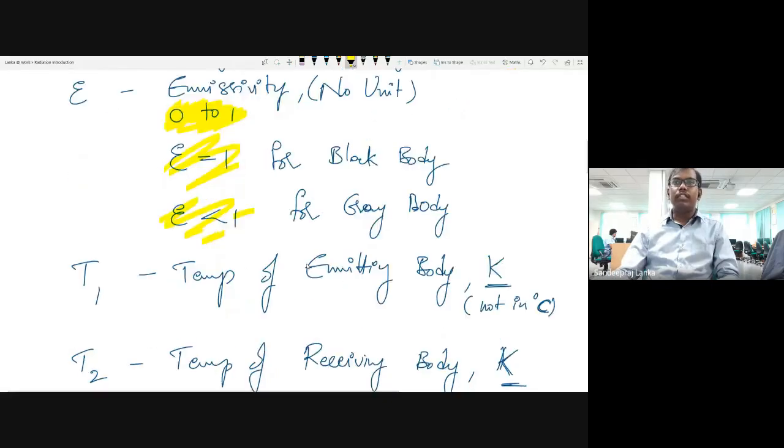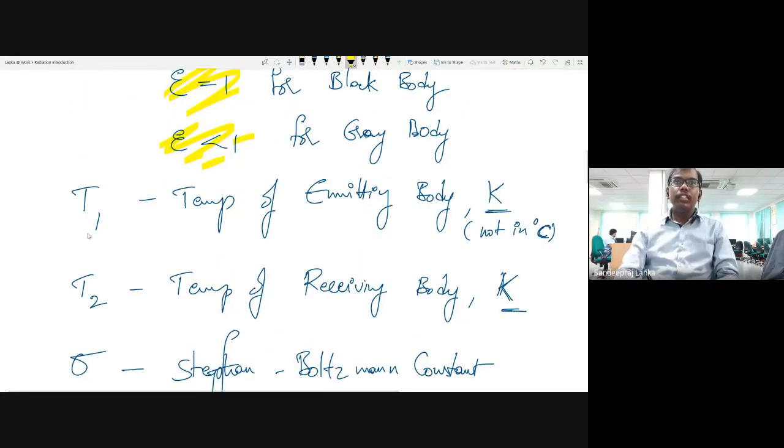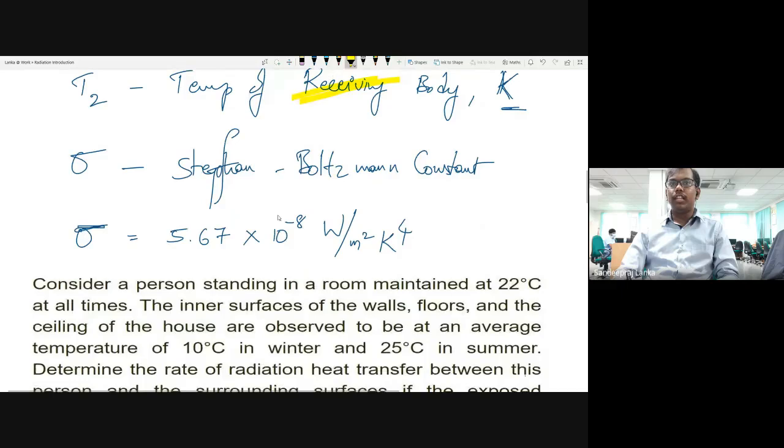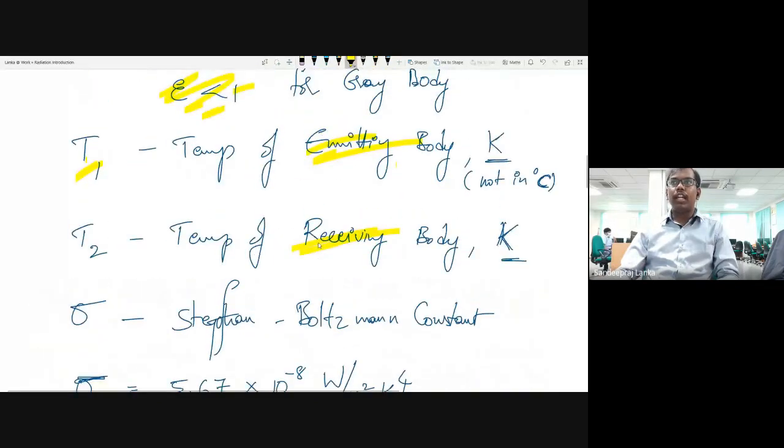So this is what we have seen. T1 will be the temperature of the emitting body and T2 will be the temperature of the receiving body. Sigma is the Stefan-Boltzmann constant, whose value is 5.67 times 10 to the power of minus 8 watt per meter square Kelvin to the power 4. The code to remember it is 5678. And regarding these temperatures, they should be in Kelvin and not in degrees centigrade.